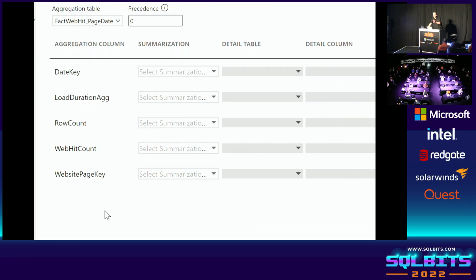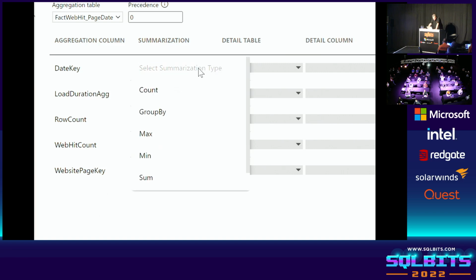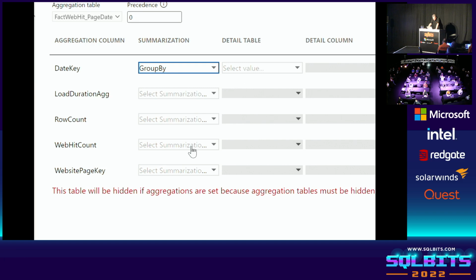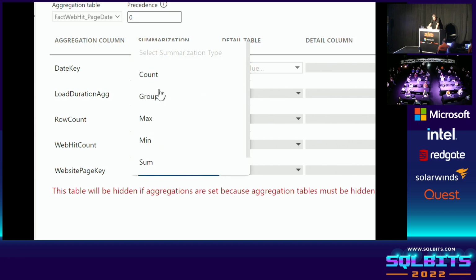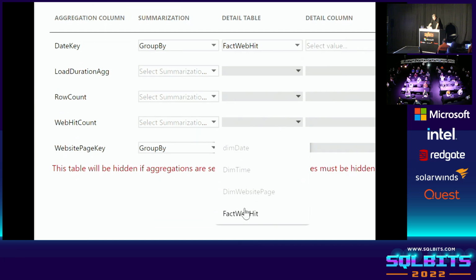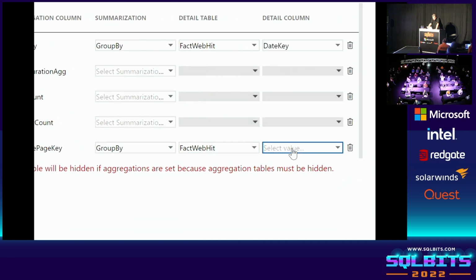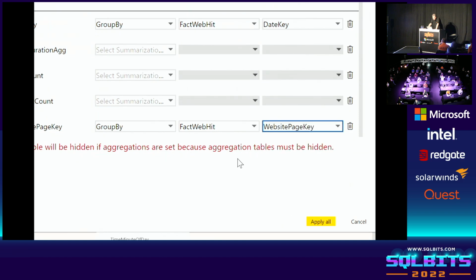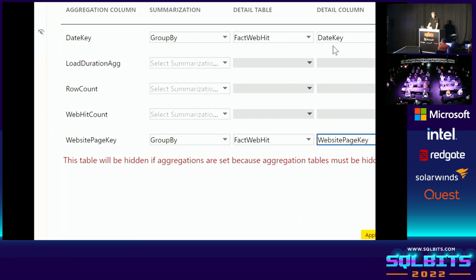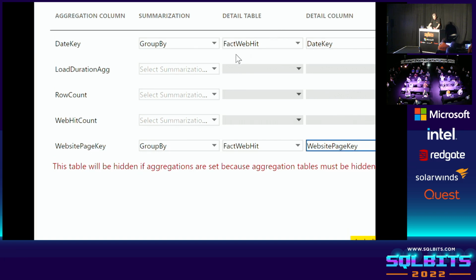So if we saw on the view, what did the view do? Well, it loaded the fact table and then grouped it by date and web page. So let's say date is a group by, and so is the web page. That was also a group by. The table was the fact table. And which column is being grouped by? The date key, and that one's the web page. So we've basically given Power BI the definition of what that view or what that table actually is. And then we're going to do the same with the other ones.